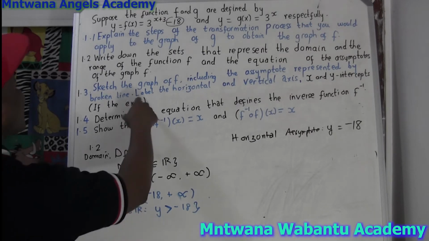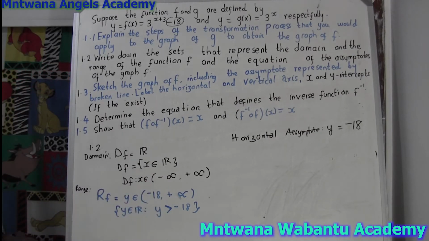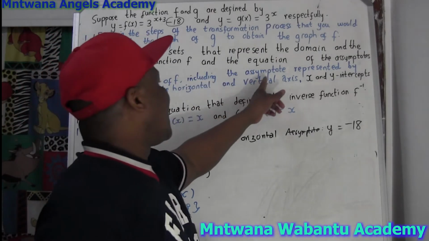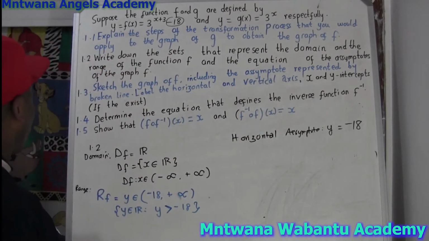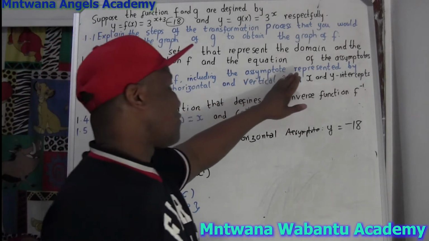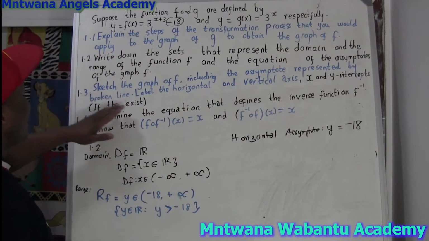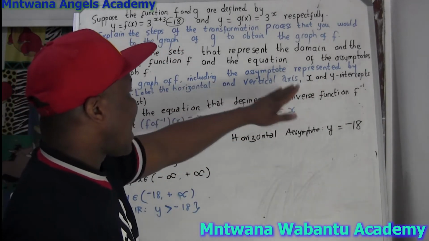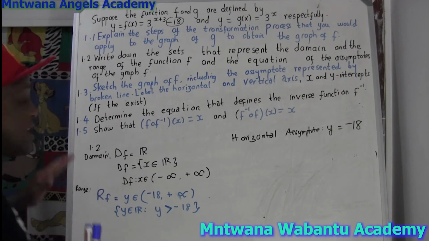The next one says sketch the graph, so we have to draw the graph. So now I need some of this information. How do we draw a graph? They say sketch the graph, with the asymptote represented by a broken line. This means you have to draw a graph involving the asymptote, labelling the horizontal and vertical asymptotes, and the x and y intercepts, if they exist.